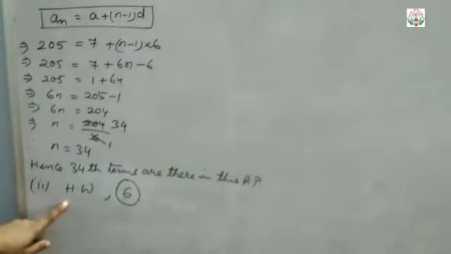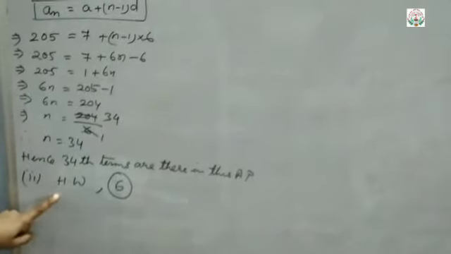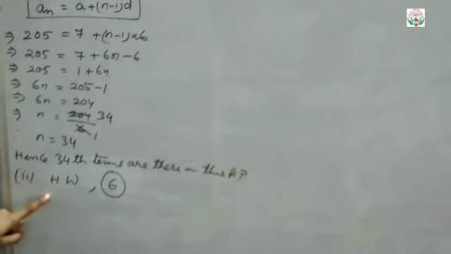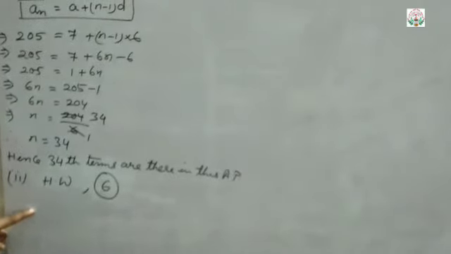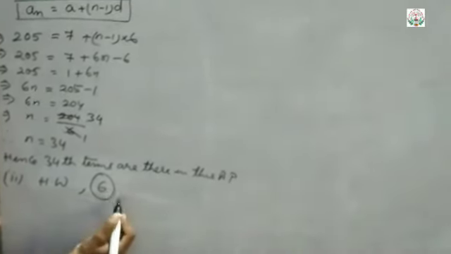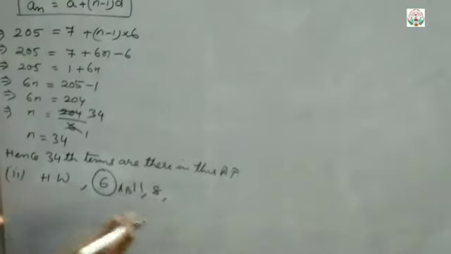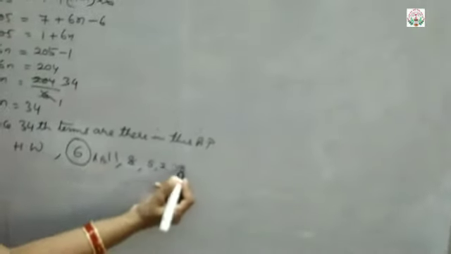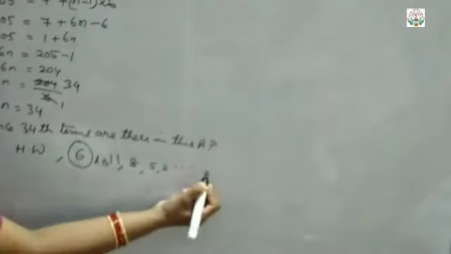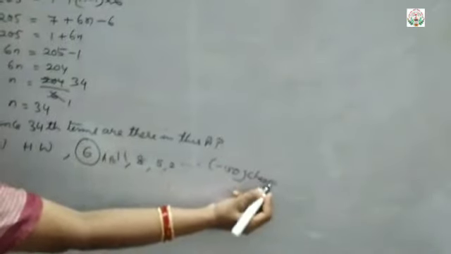So in the sixth question it is given: check whether minus 150 is a term of the AP 11, 8, 5, 2. Here you can see the series is in descending order. The AP is given as 11, 8, 5, 2, and so on, and you have to check whether minus 150 is part of your AP or not.